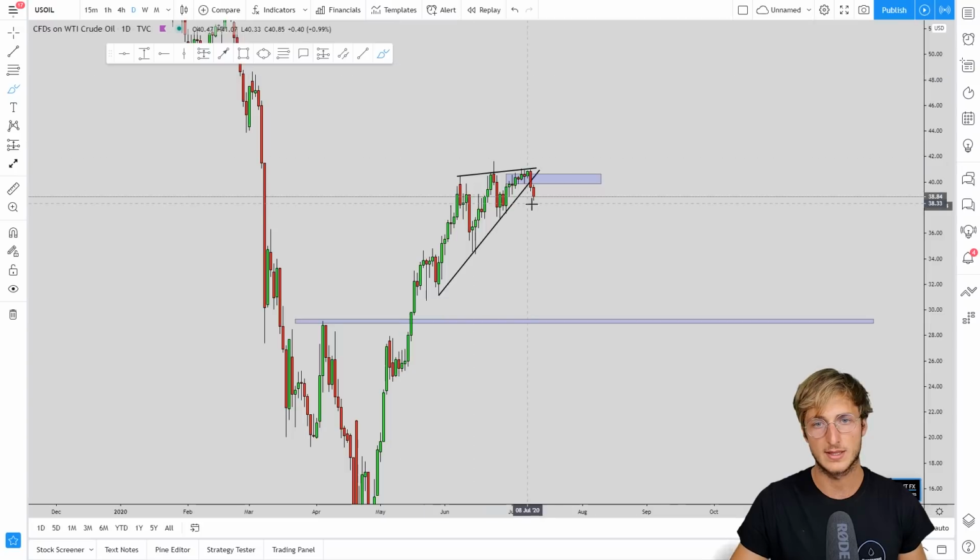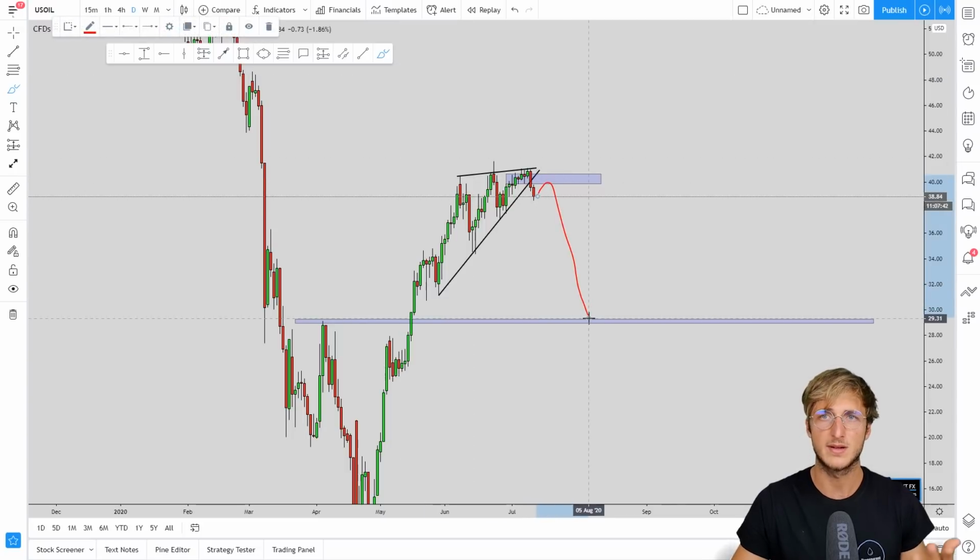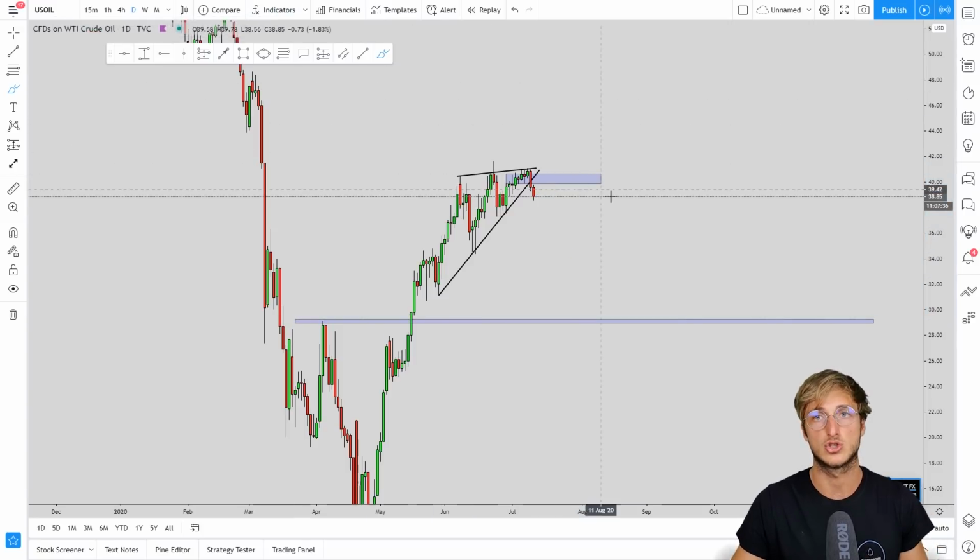So can we expect the completion of the weekly pattern? Absolutely yes, but we first need to find proper confirmations, because you can't just short blindly. Trading is reactive, not predictive. You have to wait for the market to give you proper confirmations before you can be looking for a potential trading opportunity.